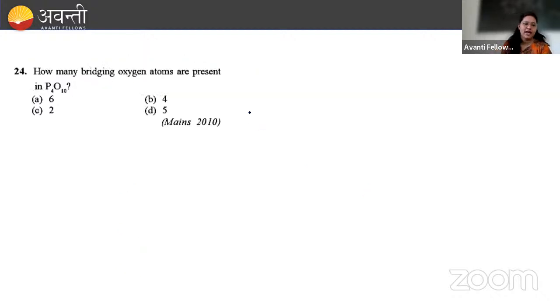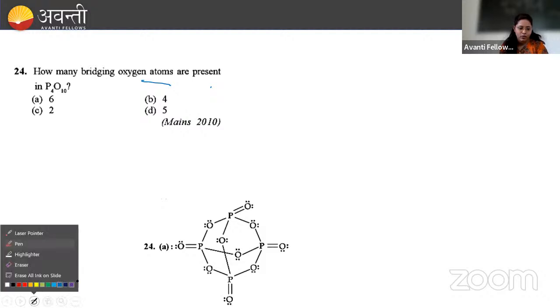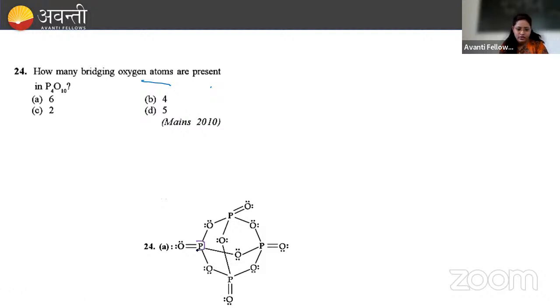How many bridging oxygen atoms are present in this molecule? P4O10. Okay, P4O10. इसमें कितने हमारे पास bridging oxygen atom present हैं? ठीक है, तो structure देखिए P4O10 का, आप यहाँ पे देख सकते हो फॉस्फोरस. This is phosphorus, right? This is another phosphorus, this is another phosphorus.